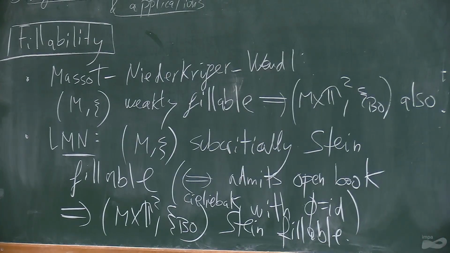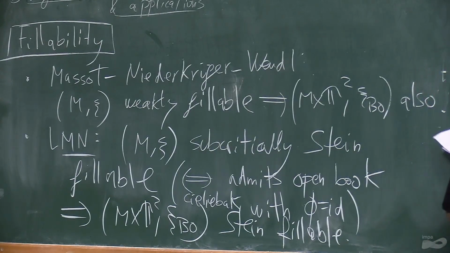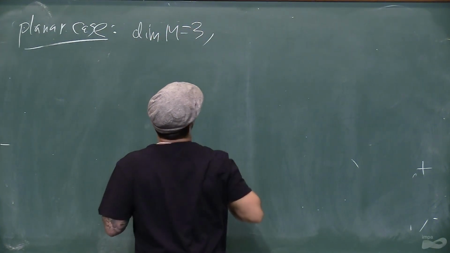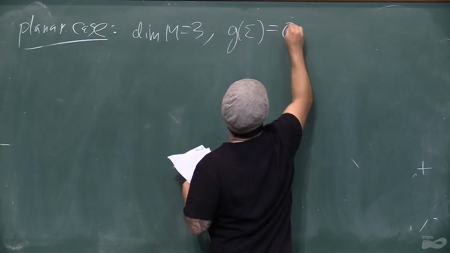So what we want to consider for this talk and in the paper is a slightly restricted case, namely the case where you start with a three-manifold which is planar, so it admits an open book with genus 0 pages. So the planar case is: my manifold is three-dimensional, and the genus of the page is 0.